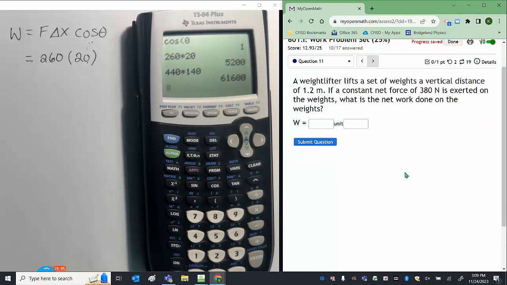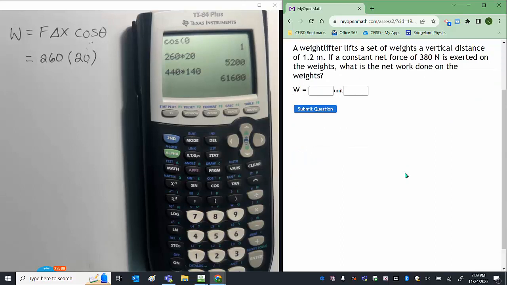This is question number 11 on 601.1. It says a weightlifter lifts the sets of weights a vertical distance of 1.2 meters. If a constant net force of 380 newtons is exerted on the weights, what is the net work done on the weights? Again, you're just going to multiply force times displacement. They gave us the net force, therefore we can find the net work. We just use that net force, that 380 newtons, and we're going to multiply it by the displacement, 1.2 meters. That gives us our work, in this case 456, and again our unit is joules, capital J.